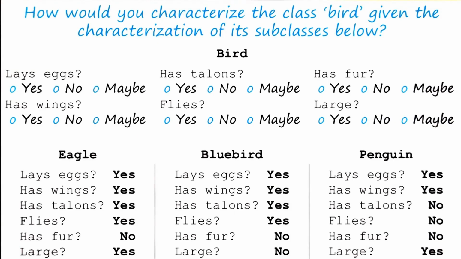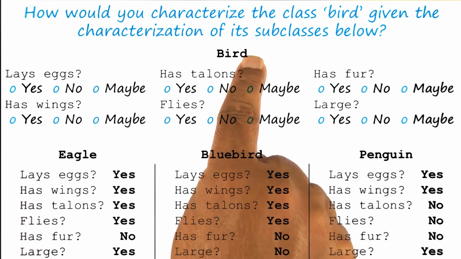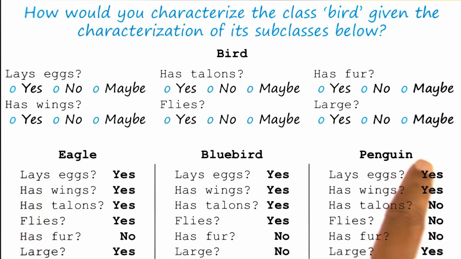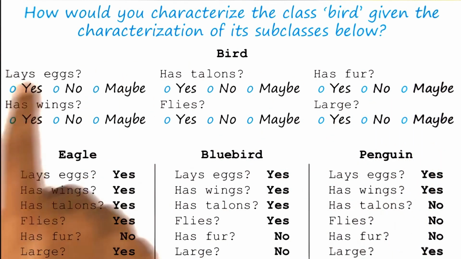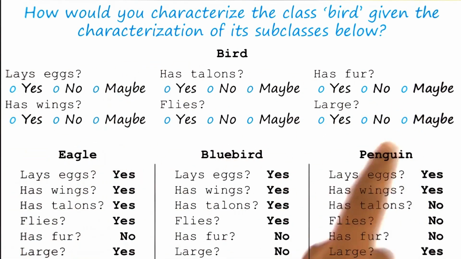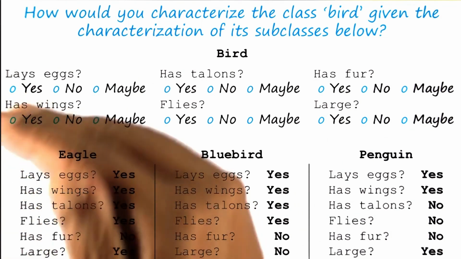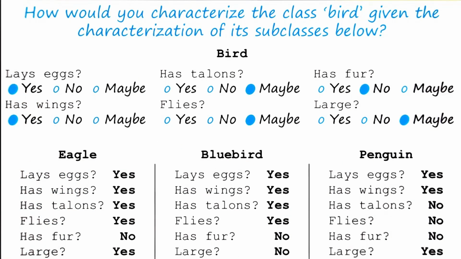Let us return to the exercise that we were trying to do earlier, where we had eagle and bluebird and penguin, and we had features and we had values for the eagle and the bluebird and the penguin. Well, given these three sets of values for the eagle, bluebird, and penguin, and given that bird is a superclass of these three classes, what would be the features that you would put in the bird node in that classification hierarchy? What do you think, David?